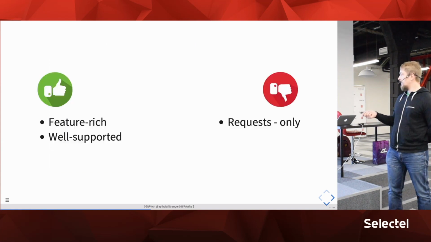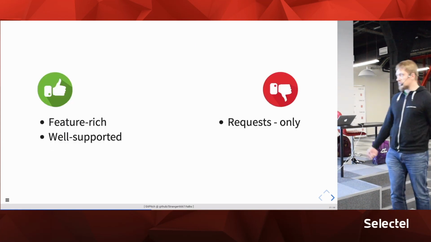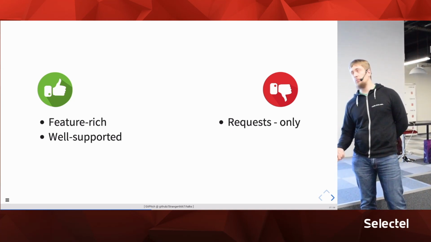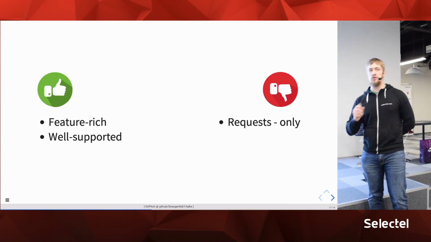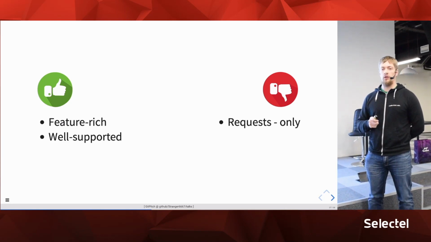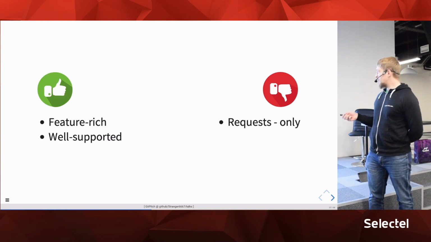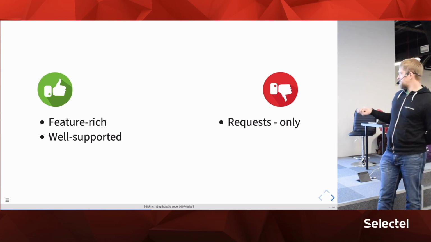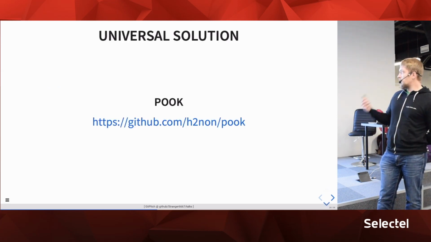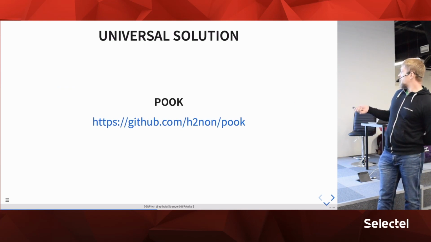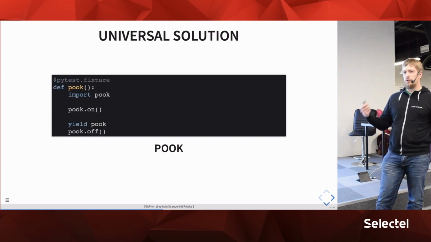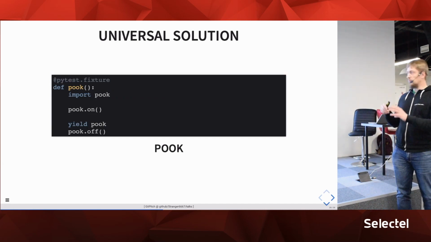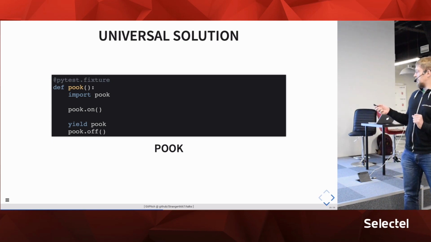PyTest marks. Okay, so basically Responses is really, really well supported by the Sentry team, and it has a lot of nice features that cover a lot for requests. But it's requests only, so no asynchronous stuff, nothing like that. So there is a universal solution called pook, and basically it provides a really similar API but it has no PyTest plugin, so I wrapped it a little bit to have a nice fixture in our tests.